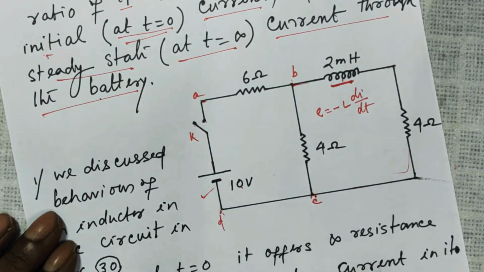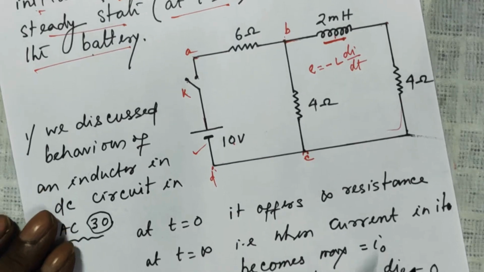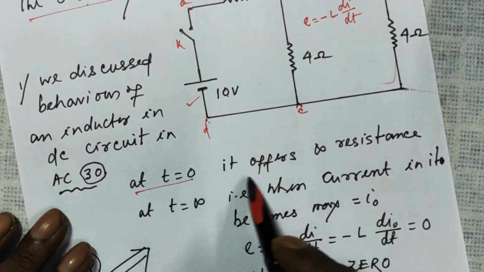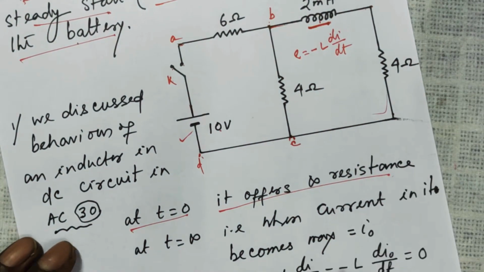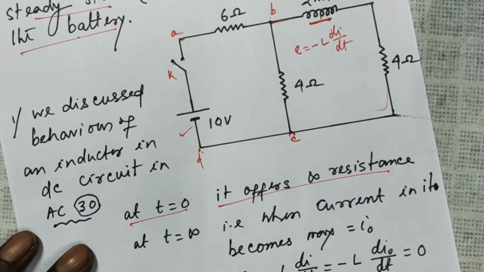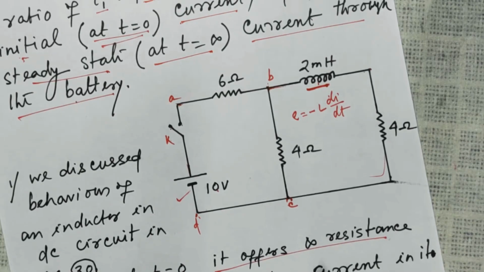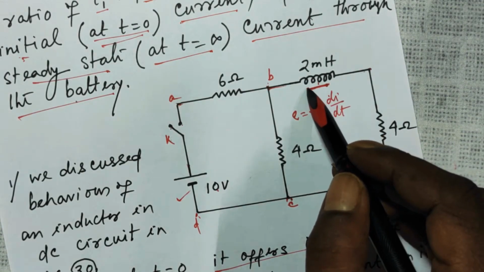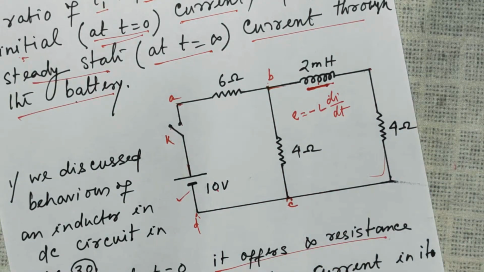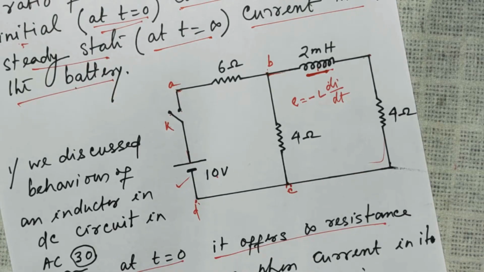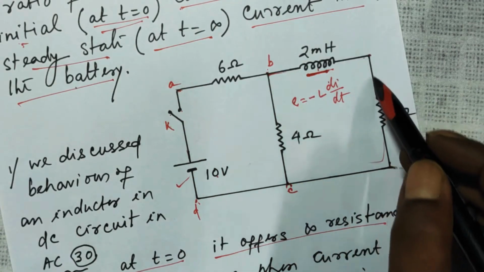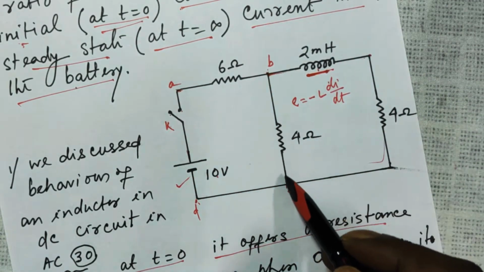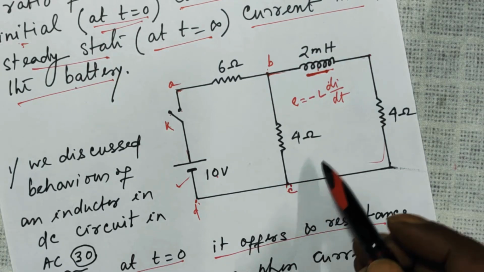And we have a 10 volt battery. So at t is equal to 0, the inductor offers infinite resistance. And at t is equal to infinite, means when the current through this inductor becomes maximum, that is I naught, it was not opposing the current. So whatever current starts from here, a part of it also goes to this side and a part also goes to this side. T is equal to infinite.